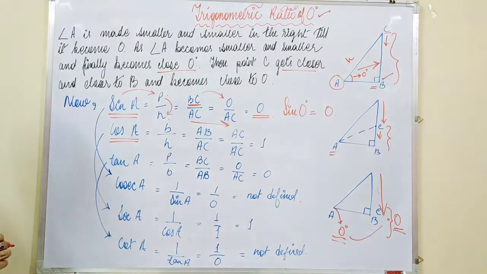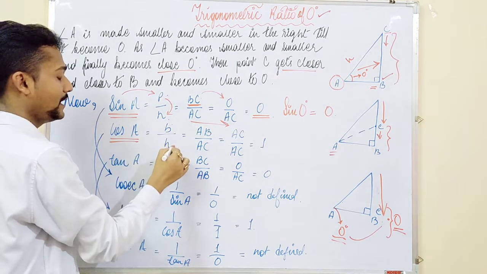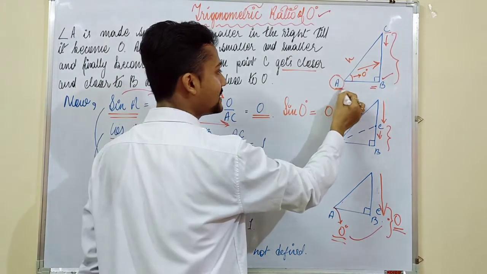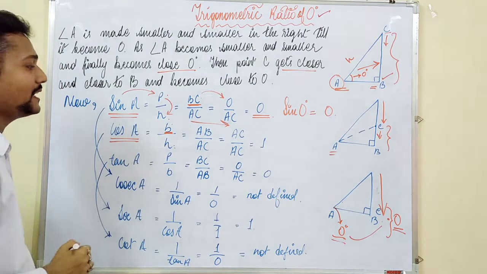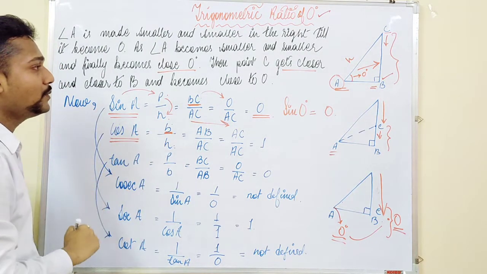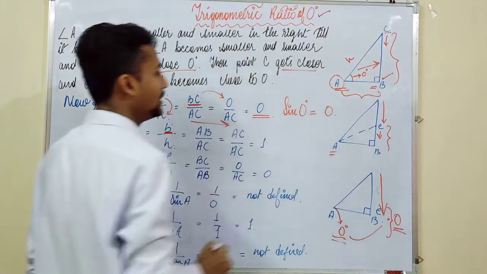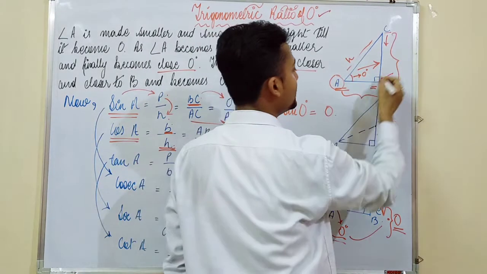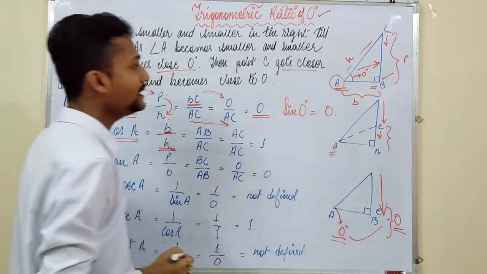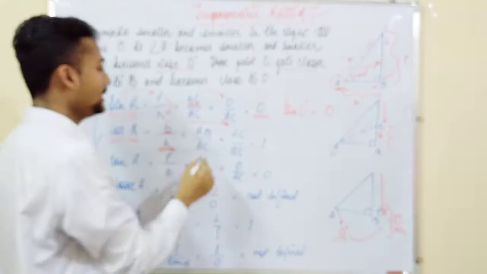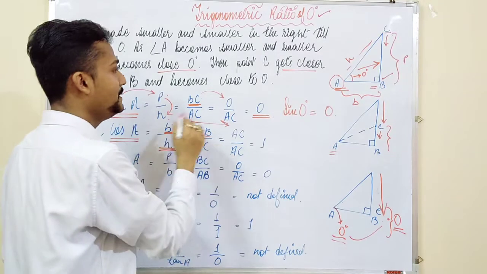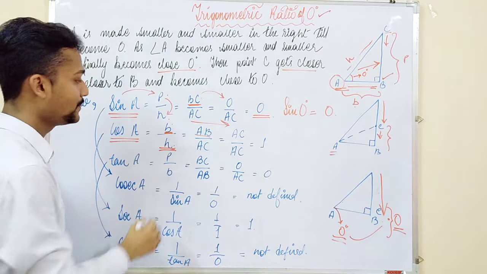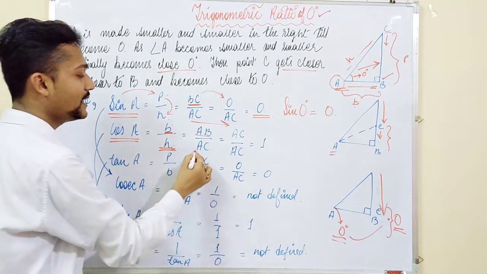Now see cos A. Cos A is B by H. If I am taking A as the angle theta, that means B will be AB, isn't it? And H will be AC. That means this is H, this is B and this is P, isn't it? Now what is the value of B? It is AB, I have written AB. H is equal to AC, hence I have written AC.